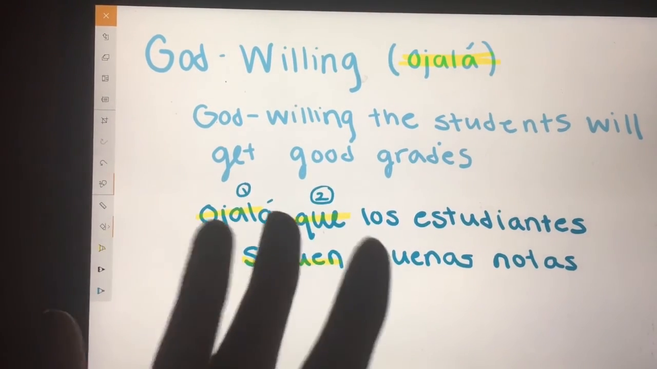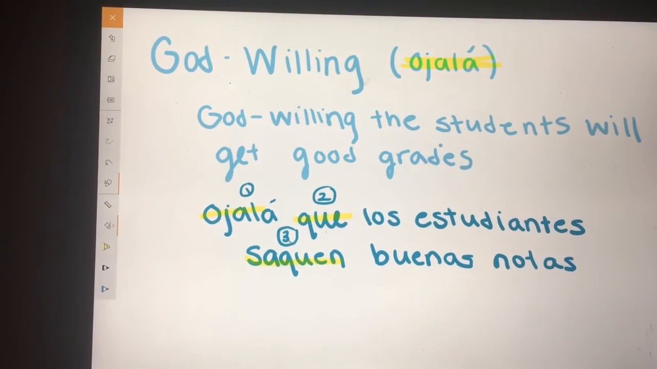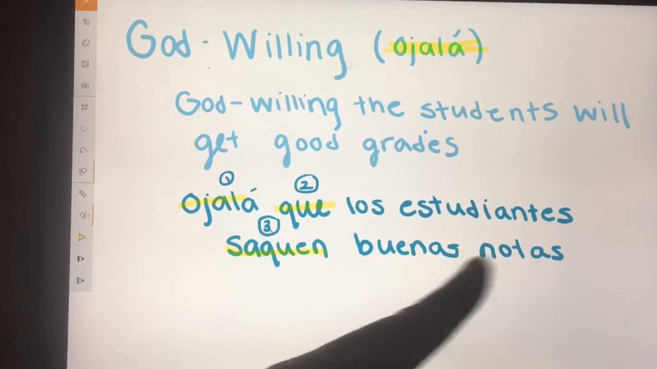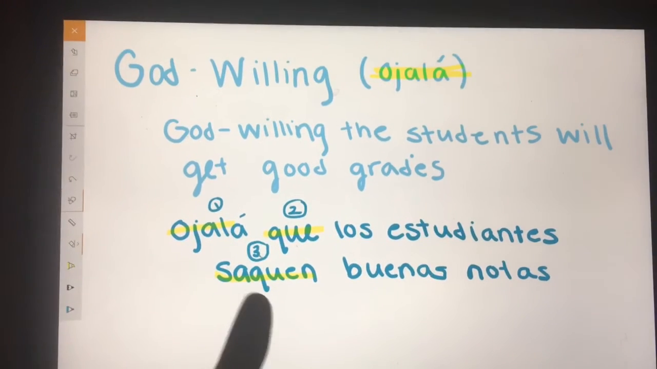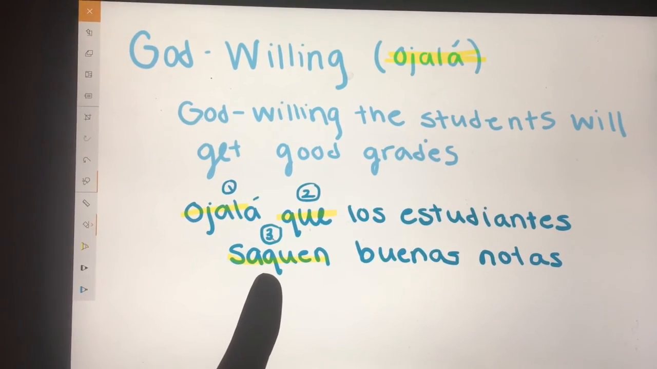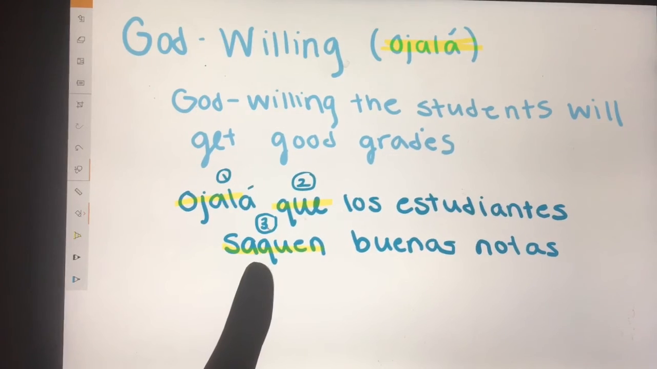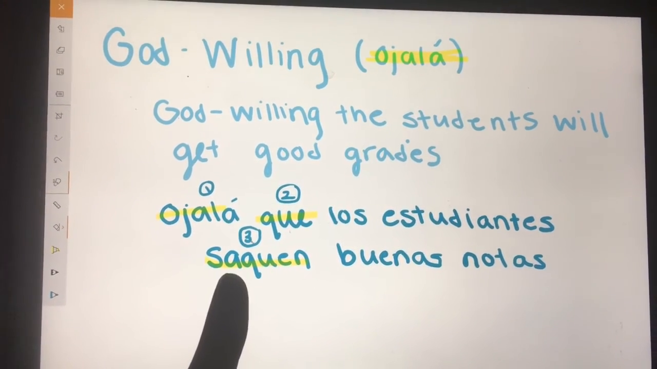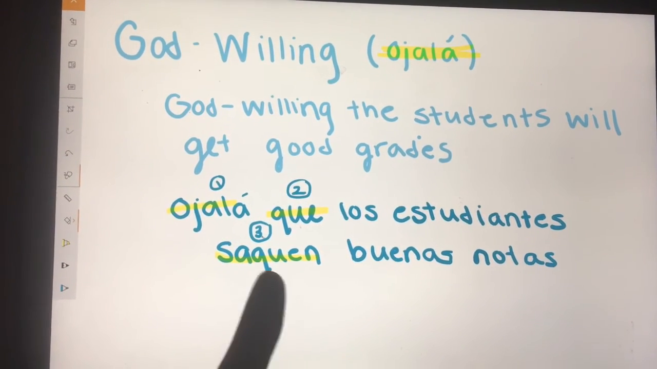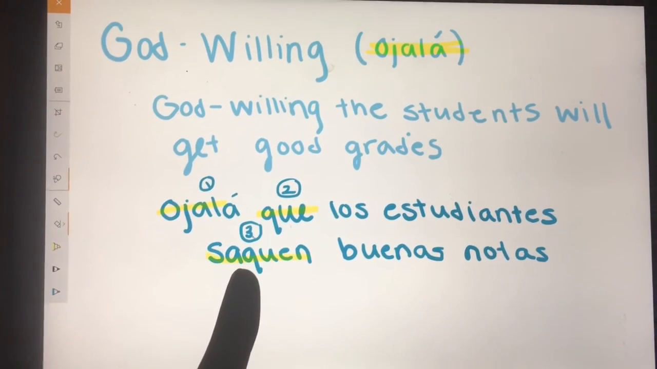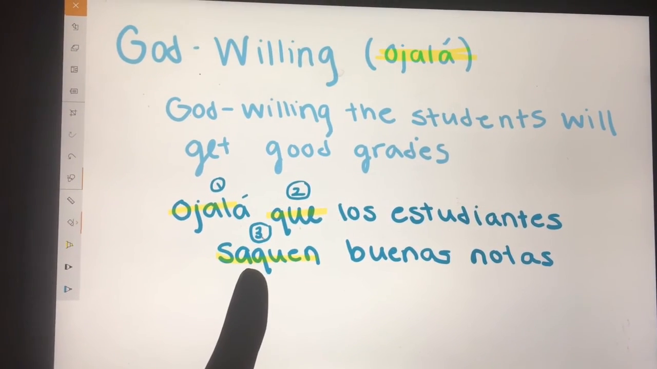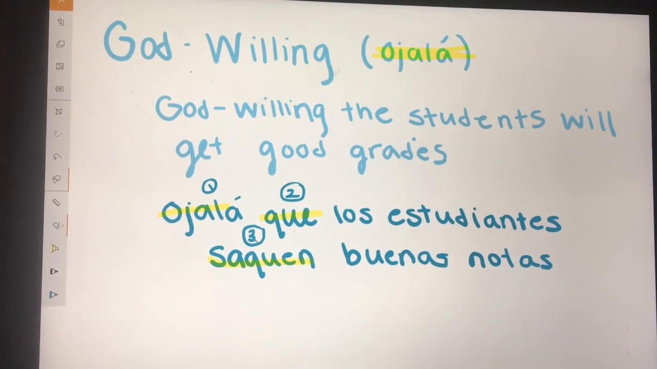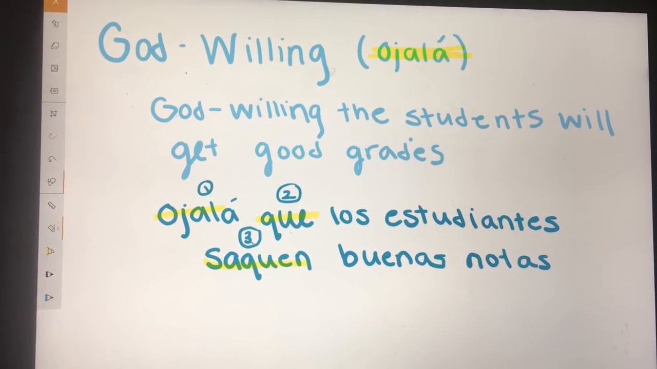Ojalá que, so that's the indicator. Los estudiantes saquen, that's my use of the subjunctive here, buenas notas. So how did I get saquen? Well, the verb that's used in the expression to get good grades is sacar, and it's an AR verb, so the opposite ending would be en, and I need that Q there to preserve pronunciation, so that it's not sacen, but saquen.